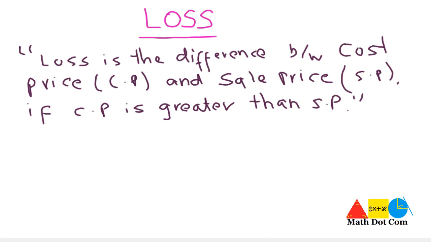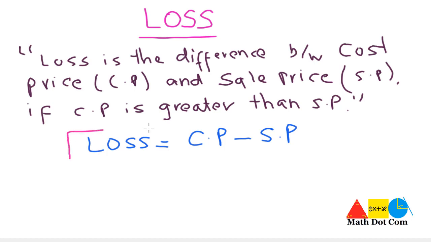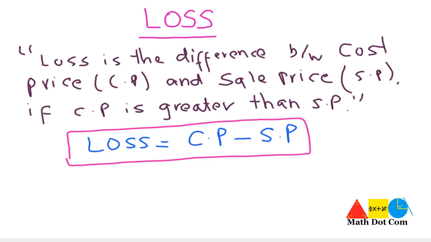Now we will see its formula. Loss is equal to cost price minus sale price. So this is the formula of loss, and keep this in your mind while calculating the loss, in case you have the cost price greater than the sale price.